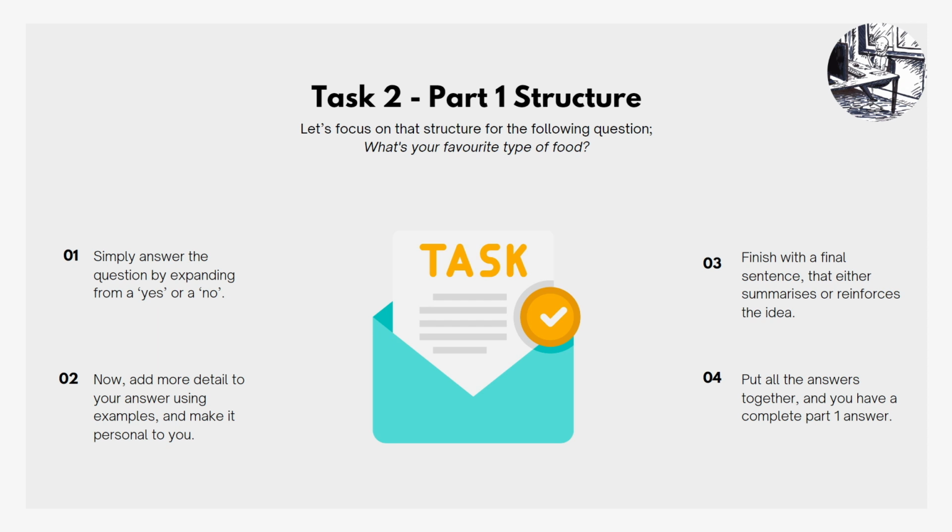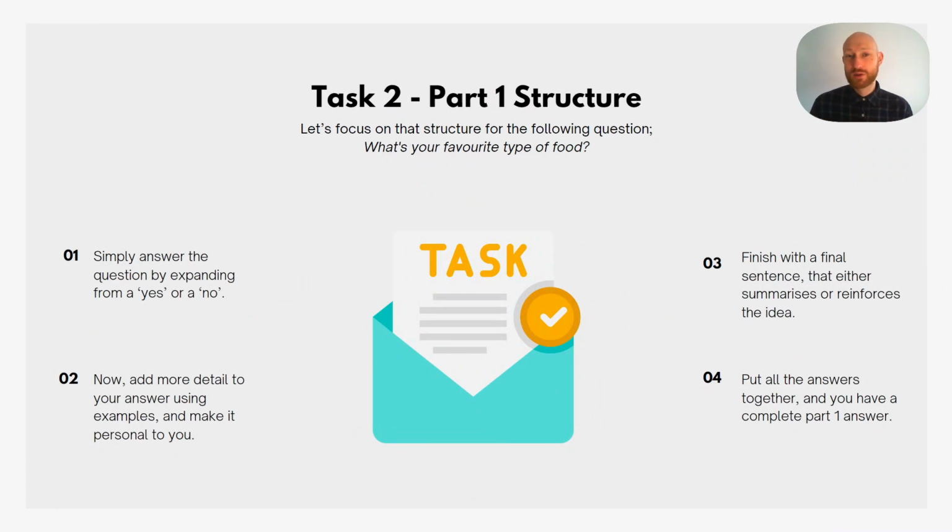The first one, simply answer the question. So it could be a yes, it could be a no, but in this particular question, it's asking for a specific type of food. Add more details about the specific type of food and why it is personal to you. And if you can, finish with a final sentence that summarizes or reinforces the idea, or just one final comment that you would like to make. Once you've done 1, 2, and 3, you can then put all the answers together and you have a complete part 1 answer. Once you have finished this, please come back to the video.